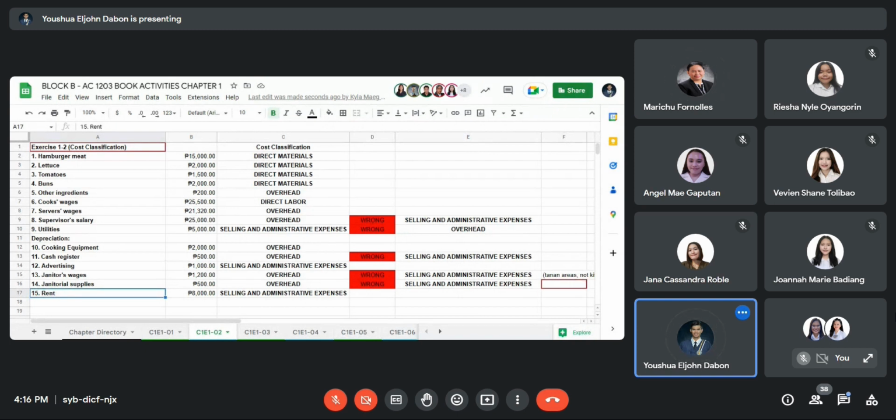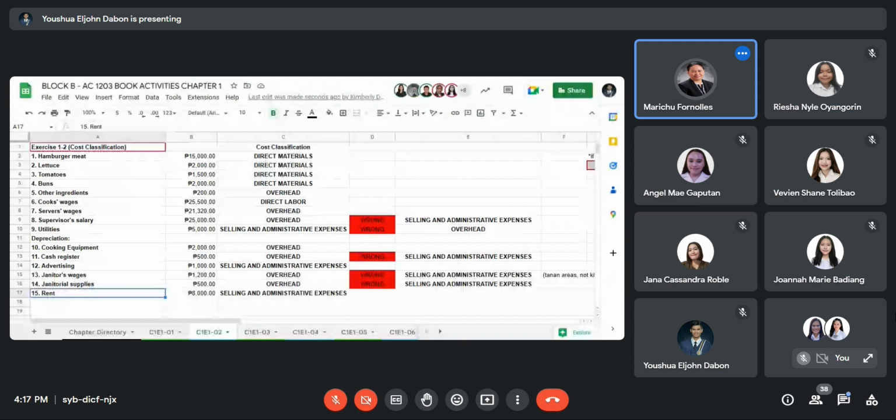If there are two janitors, miss, one for the kitchen and the other for the building, then they would be different, right? Yes, like hypothetically, if there are two different janitors, one will be overhead, the other one will be selling and administrative. So it depends on the location where they are assigned. If the janitor is in the production area only, then it is part of the indirect cost of the plant or production area. But if the janitor is in the administrative offices, then charge it to general and administrative expense.